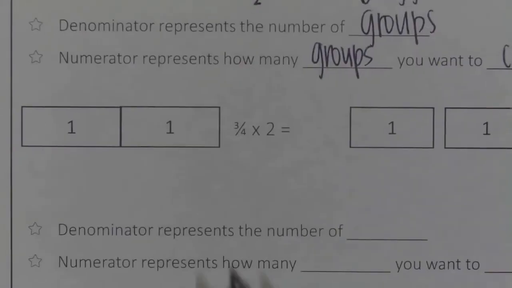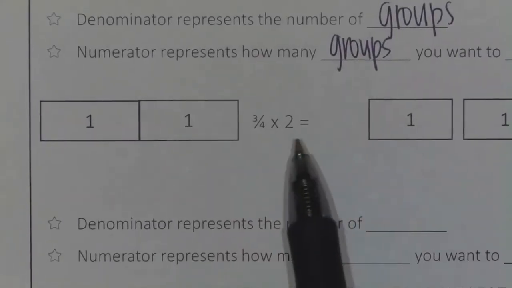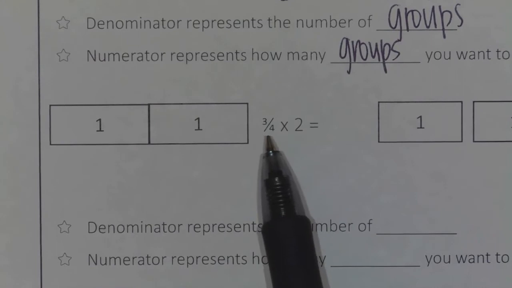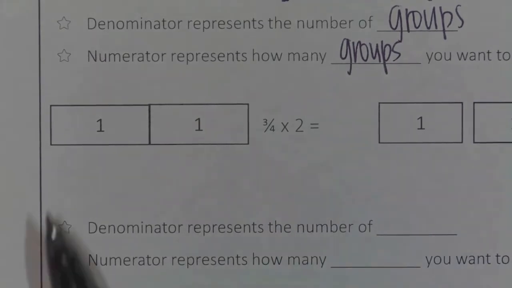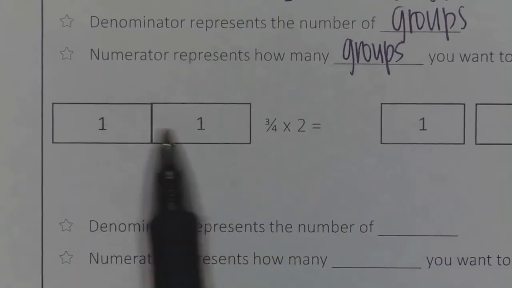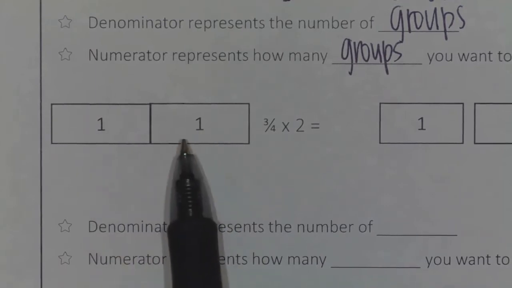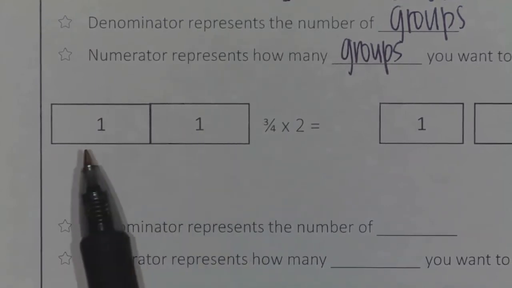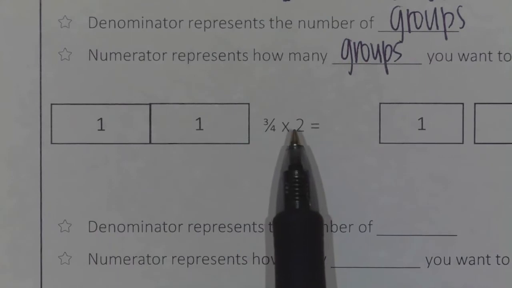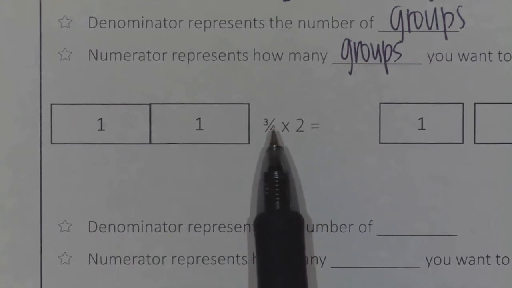Okay, so I have, in fact, already given us the problem that I want us to demonstrate here. So it is 3/4 times 2. So when I look at this model, I already have my whole number. These two represent my 2 wholes. But I need to break these wholes up into fourths.